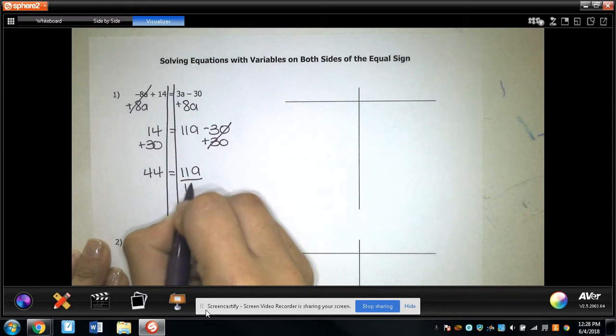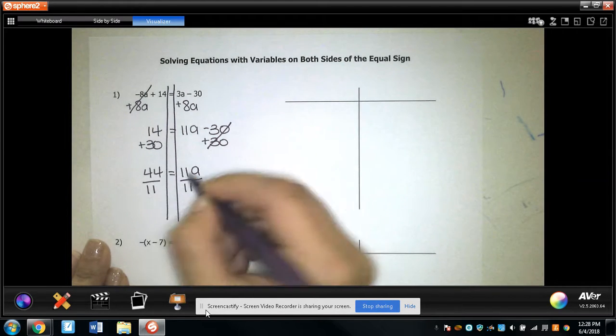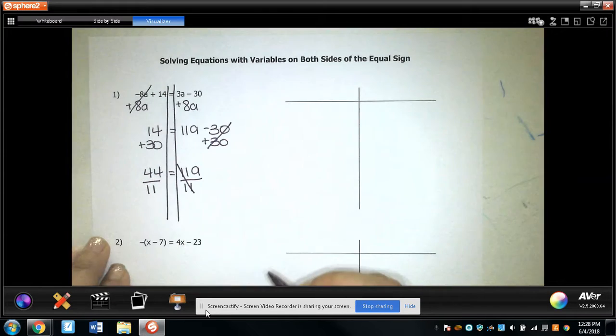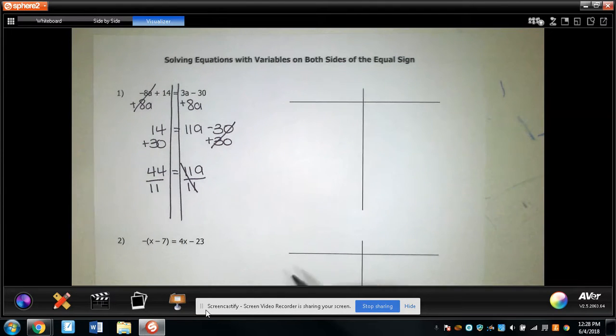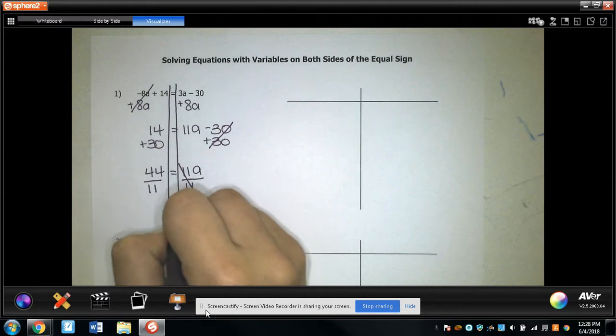I'm going to divide both sides by 11. 11 divided by 11 I can cross off because 11 divided by 11 is 1. So I'm just left with a equals 4.